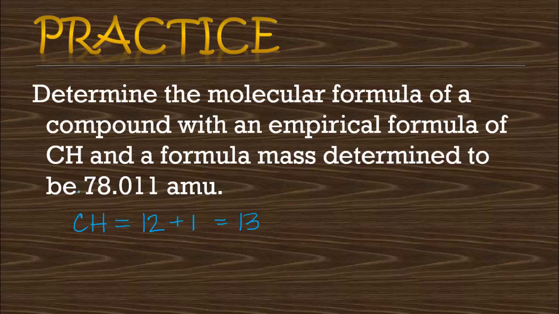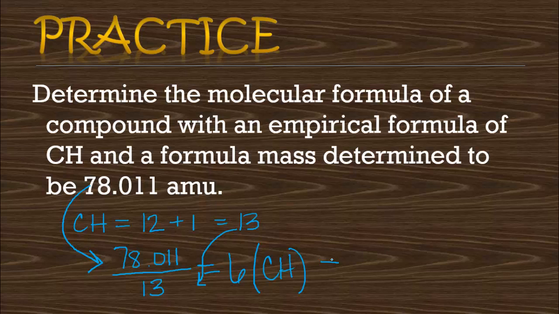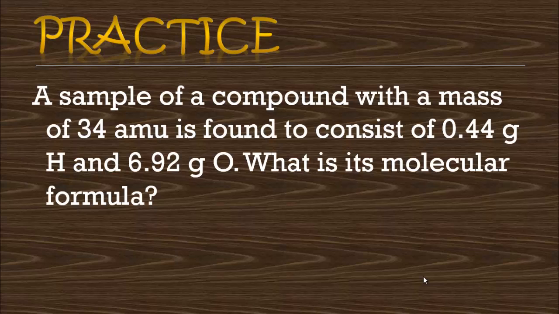Now we can take our molecular formula mass, divide it by our empirical formula mass, and we're going to get a number. And I get 6. Again, multiply that by your empirical formula, which is going to give us C6H6.